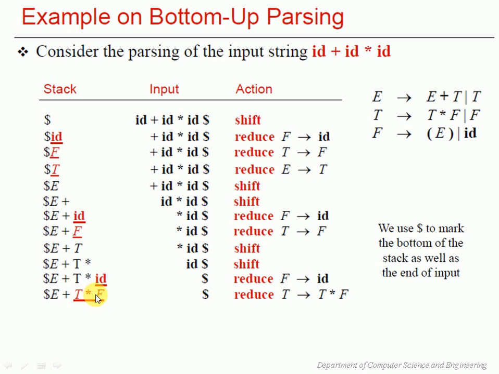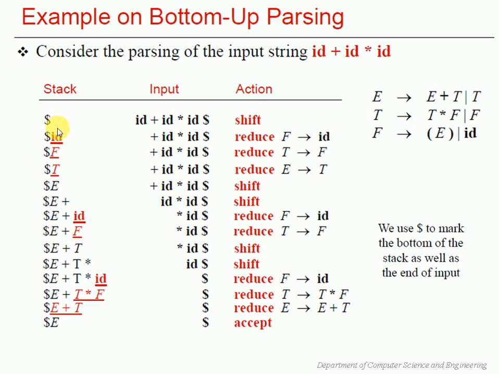So you have to replace that string using the left hand side of a particular production, that is T. So you are reducing T star F to T, which makes it E plus T. Now E plus T is the new handle in this particular step, which could be reduced to E. So E plus T gets reduced to E, and since that is the start symbol and the only symbol in the stack, you can perform the accept operation.